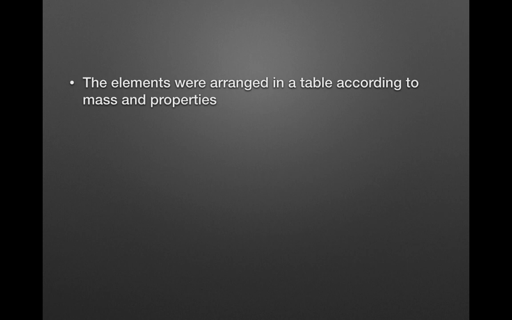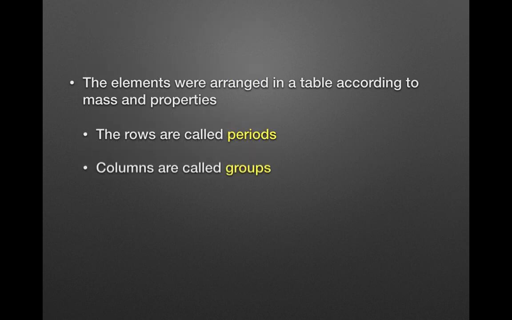So the elements got arranged in a table according to mass and properties. And in order to refer to them, we have a couple of terms that we use. The rows in the periodic table we call periods, and the columns we call groups. Now we refer to groups much more often than we refer to periods. What we'll see with the groups is that elements within a group, so within a column on the periodic table, tend to have very similar reactivities and similar chemistry with the same elements.